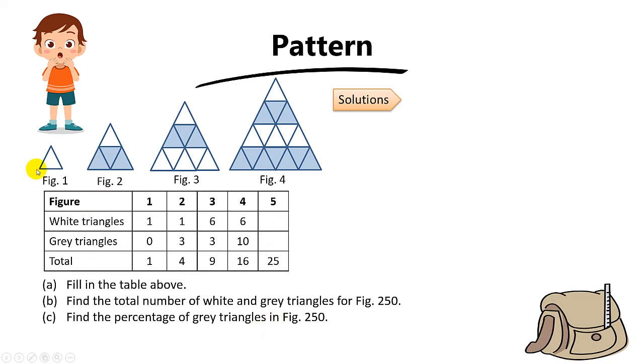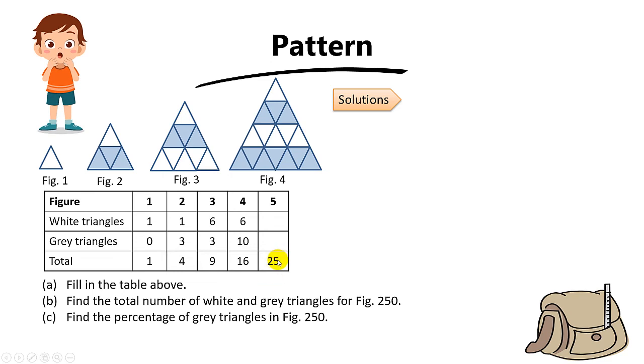Over here, we have 4 figures. Figure 1 has only 1 white triangle. It doesn't have any grey triangles, while figure 2 has 1 white and 3 grey. So the total will be 4 triangles. Same thing for figure 3 and figure 4, the numbers are given. We want to fill in a table for figure 5, and we are given the last row, which is the total number of triangles for figure 5.